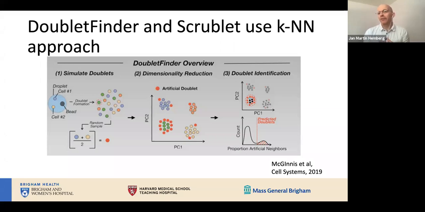And what Doublet Finder does is that it then builds the nearest neighbor graph, and then it takes the cells from the original sample that look most similar to these artificial doublets. It will assume that those are actual doublets as well, and then it will throw those away. So this might sound like a bit of a circular reasoning, but it seems to work quite well in practice.